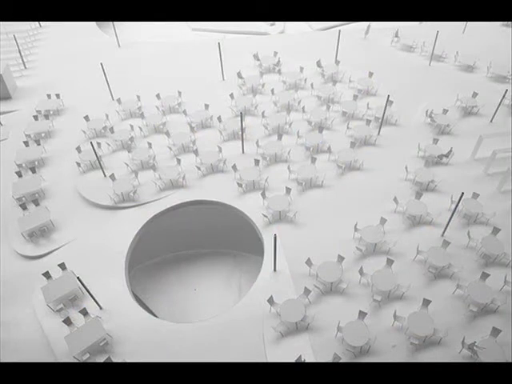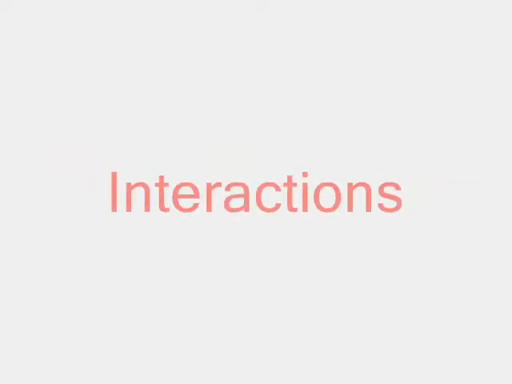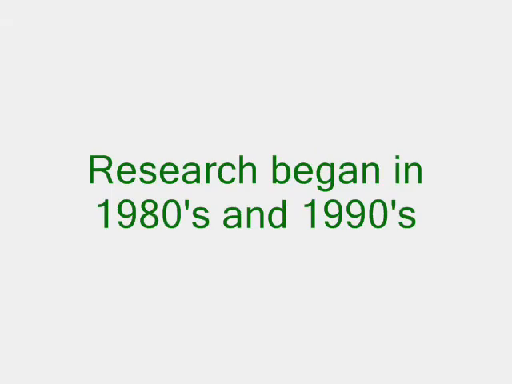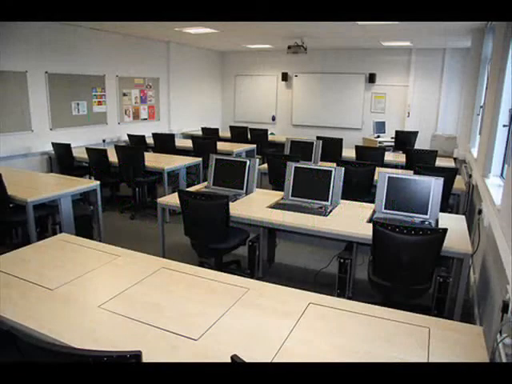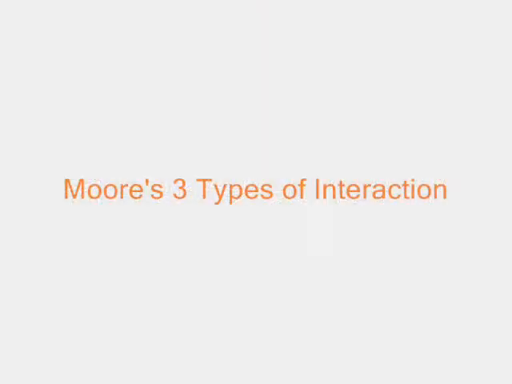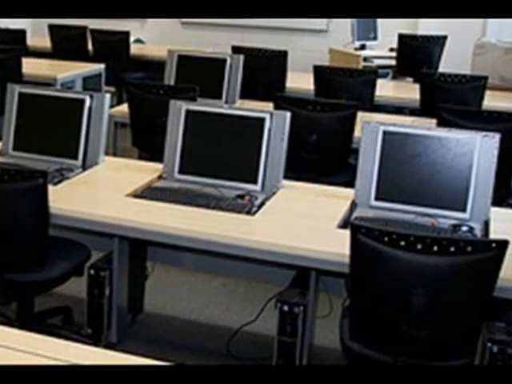I chose to start my research by exploring the kinds of interactions that take place in online environments. I discovered that research in this area had already begun by the late 1980s and early 1990s. In 1989, Moore identified that there are three types of interactions that happen during computer-mediated instruction.